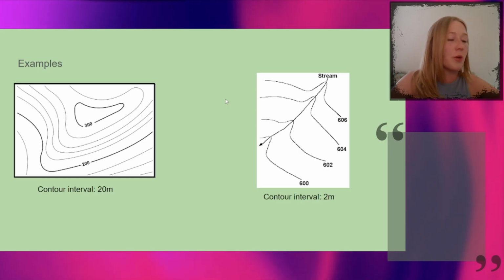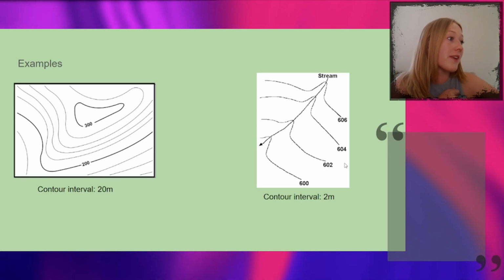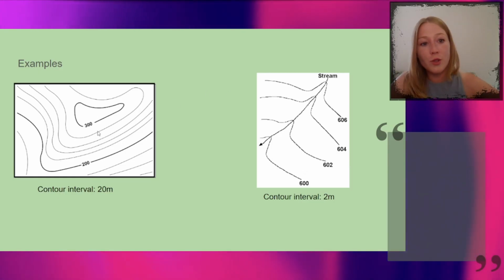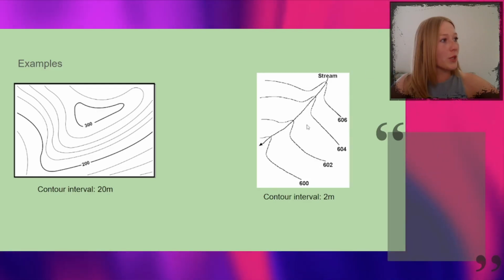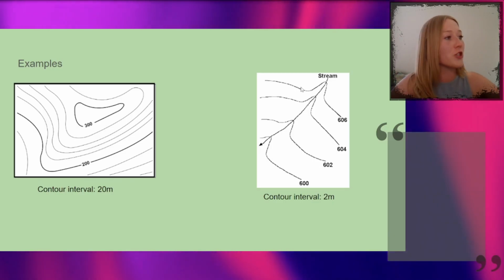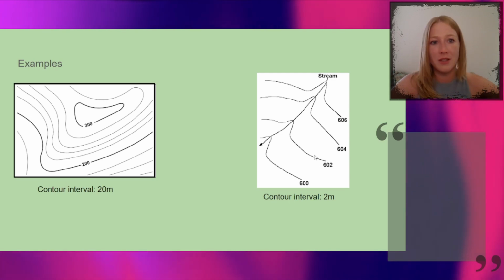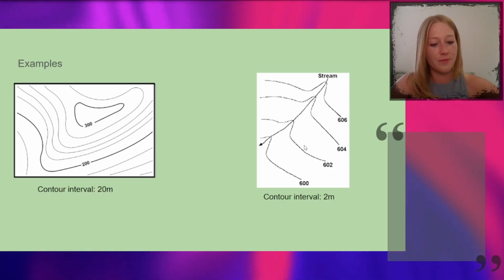This was just an example of how different intervals look. It depends on the type of landscape. If we have a 20-meter interval over here, that wouldn't have worked over here because this section of the map doesn't actually cover a 20-meter increase. So we needed to use a 2-meter interval where each step up is only 2 meters.